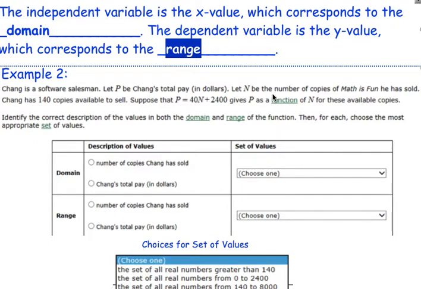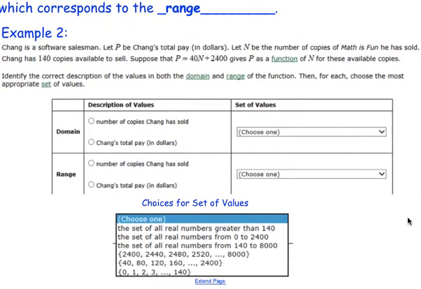So in example 2 here, it says, Chang is a software salesman. Let P be Chang's total pay in dollars, and let N be the number of copies of Math is Fun he has sold. Chang has 140 copies available to sell.